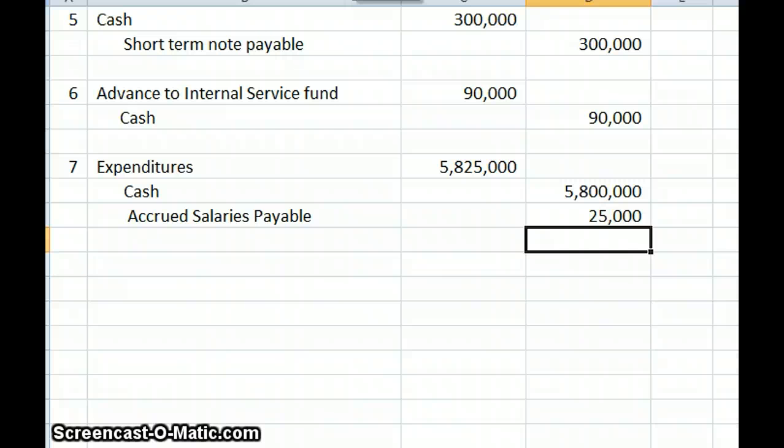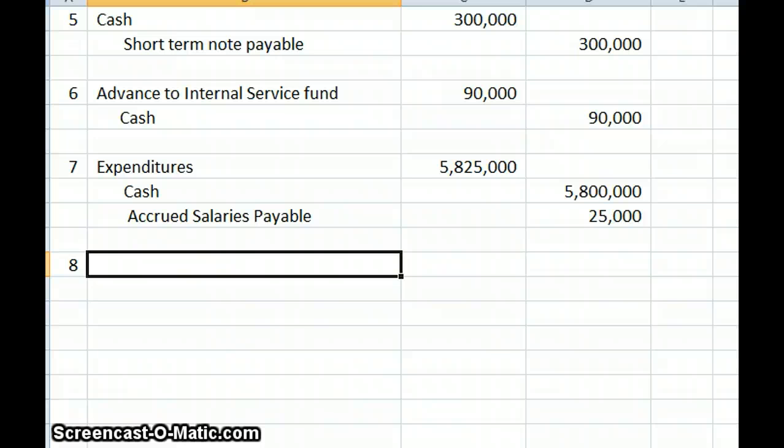So it kind of works almost like an allowance for bad debts. Same type of thing. So we owe $100,000 of salaries that were actually accrued in the current year. Okay, so we will go on from there.